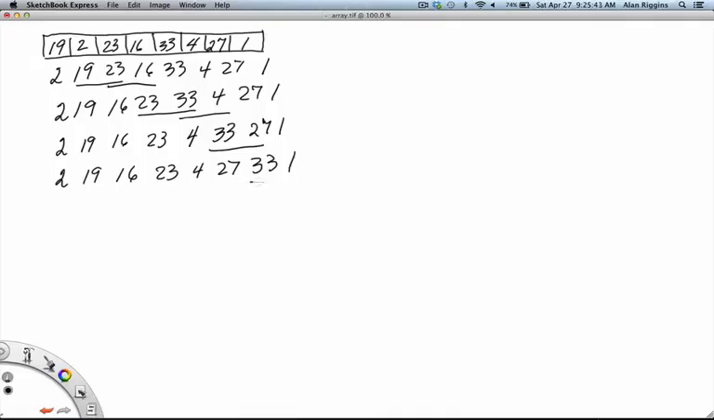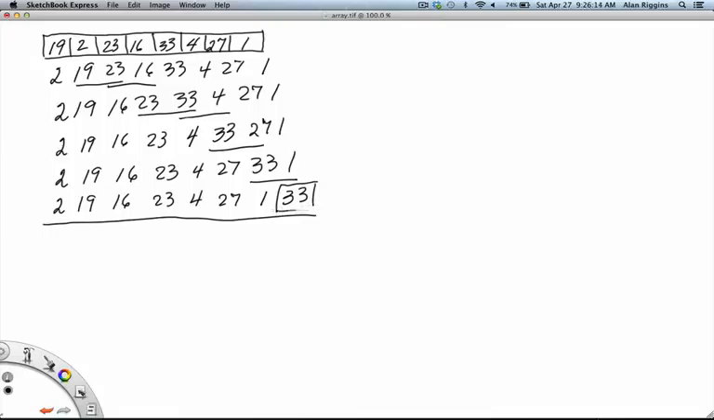Finally, the final comparison here. The 1 is smaller than the 33. It's out of place. They must be swapped. So we have 2, 19, 16, 23, 4, 27, 1, and 33. And thus this is the end of the line here. That is the first pass of the outer loop. Notice what has happened here. The largest element in the array is now at the end where it belongs.